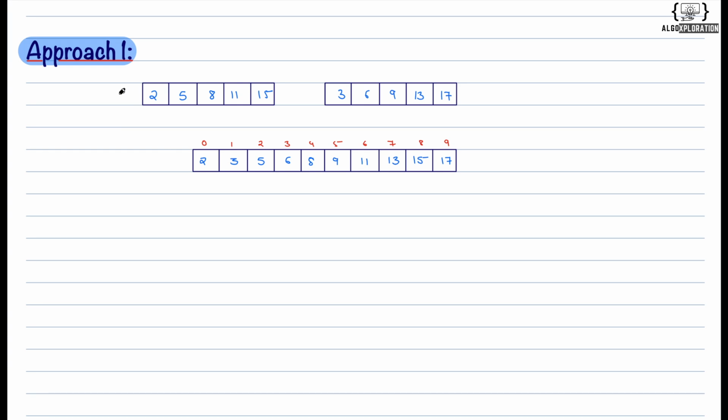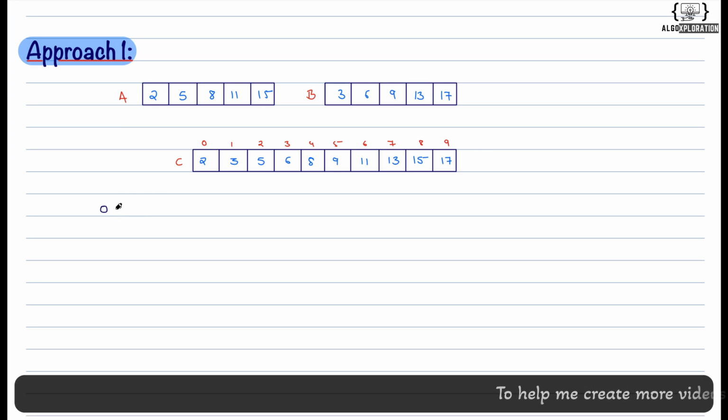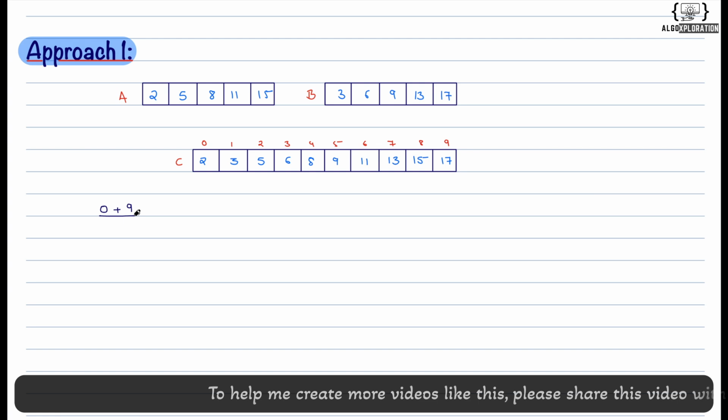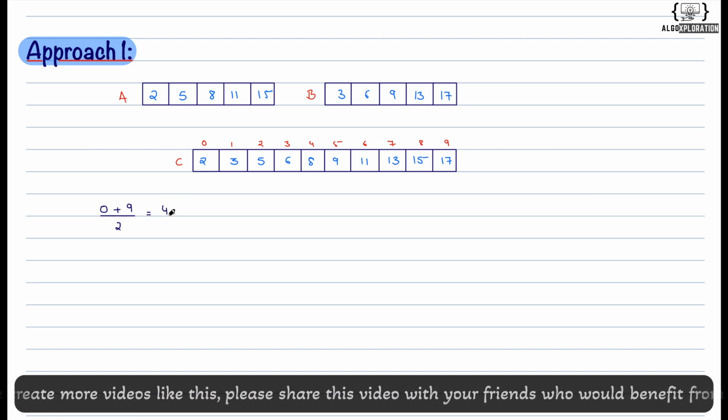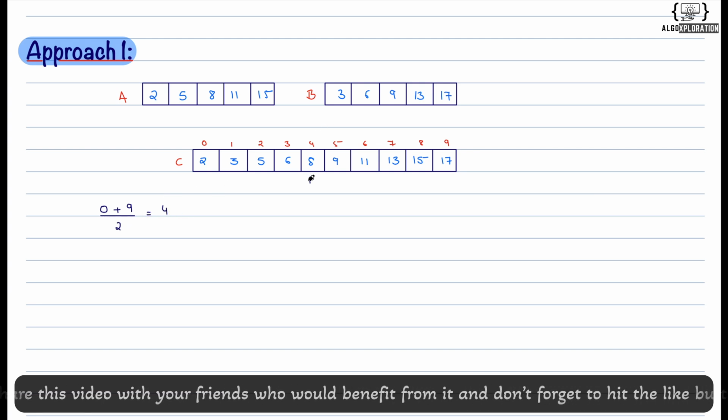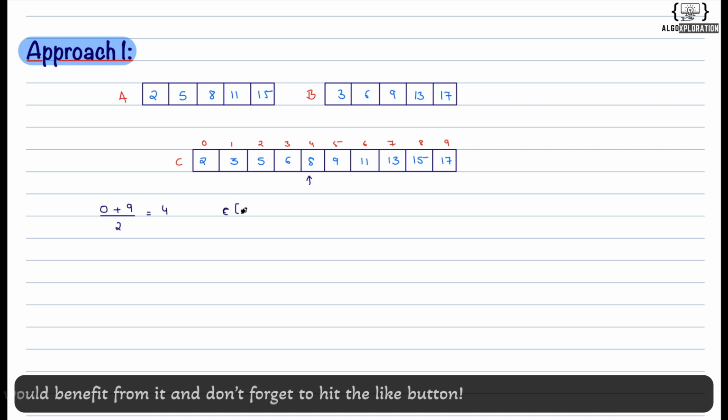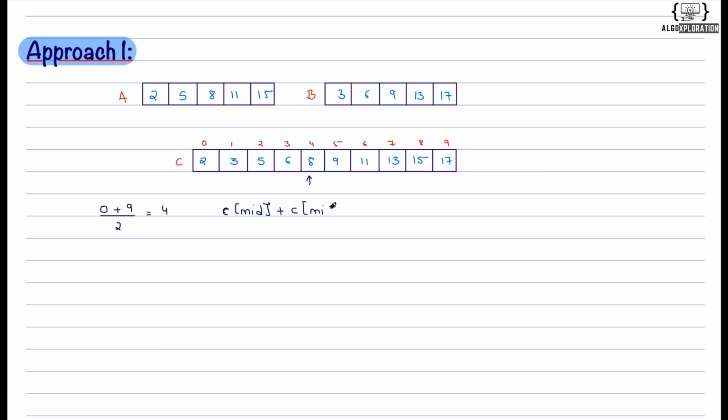Let's say that this is A, this is B, and the new array is C. So find the mid index, by the way. Over here the starting index is 0 and the ending index is 9. We just have to divide it by 2, so it will be 4. Now we take this 4, so C of mid plus C of mid plus 1, and we need to divide it by 2. So this will be the median. I hope you got it.